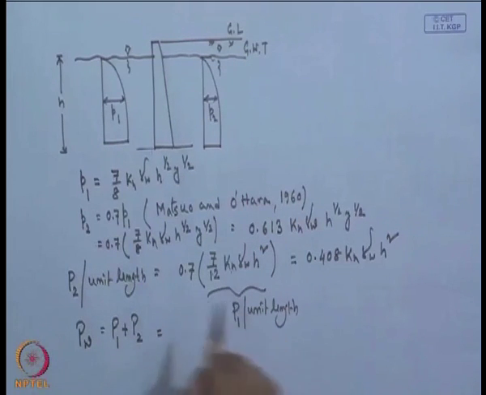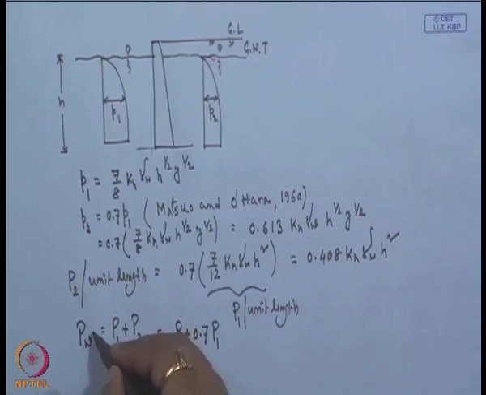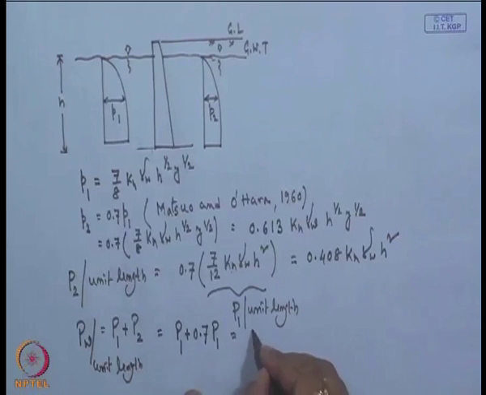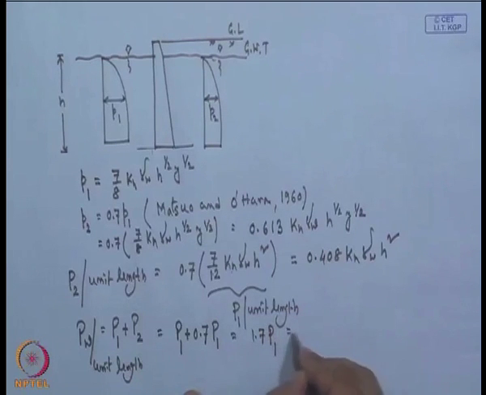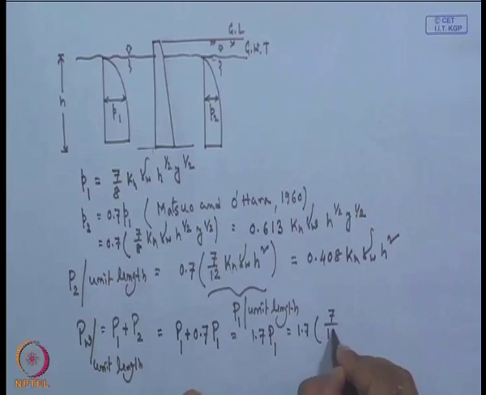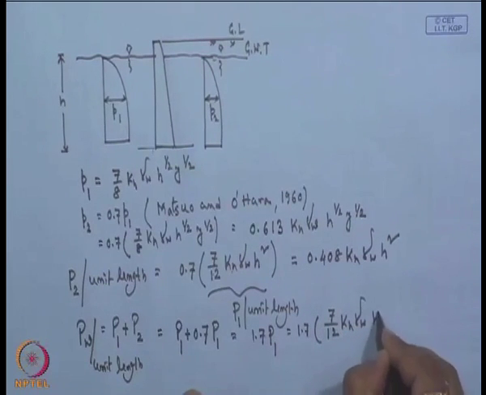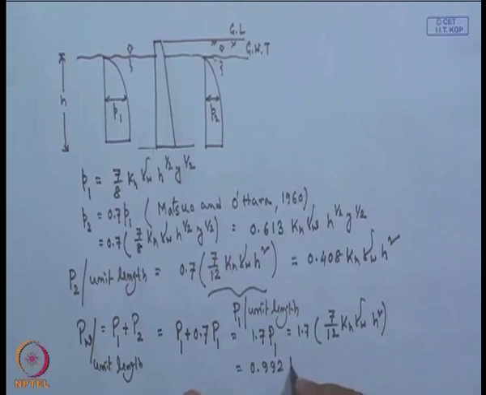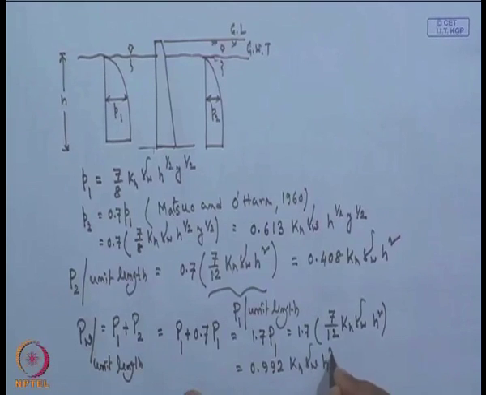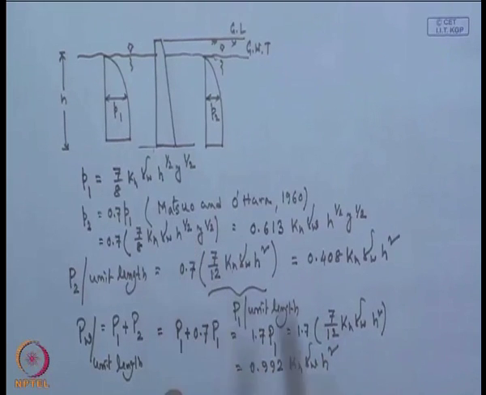So, this value will be P1 plus 0.7 times P1. This is also P_w per unit length. So, we can write this as 1.7 times P1, and the P1 value is 1.7 times 7/12 k_h γ_w h². That value will be 0.992 k_h γ_w h². So, this is the total force applied on a retaining wall due to water pressure.